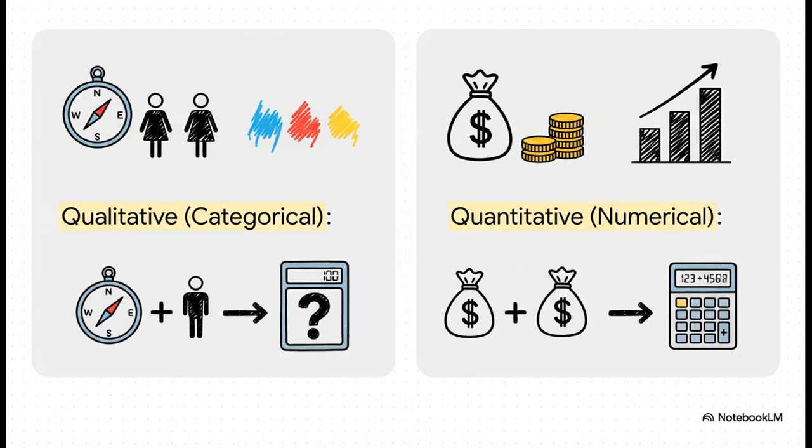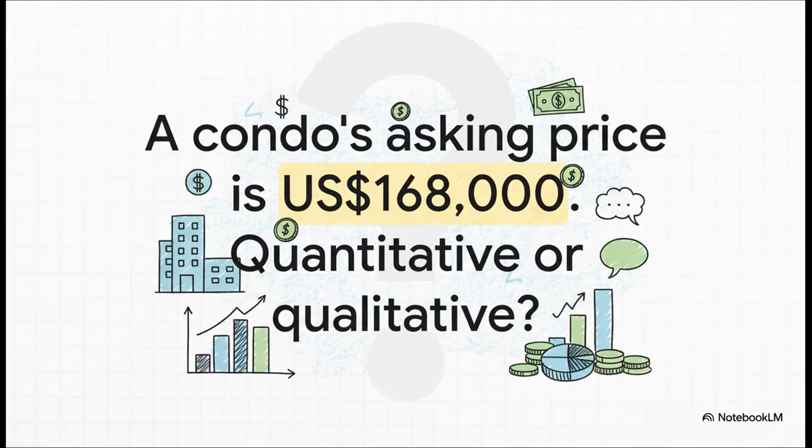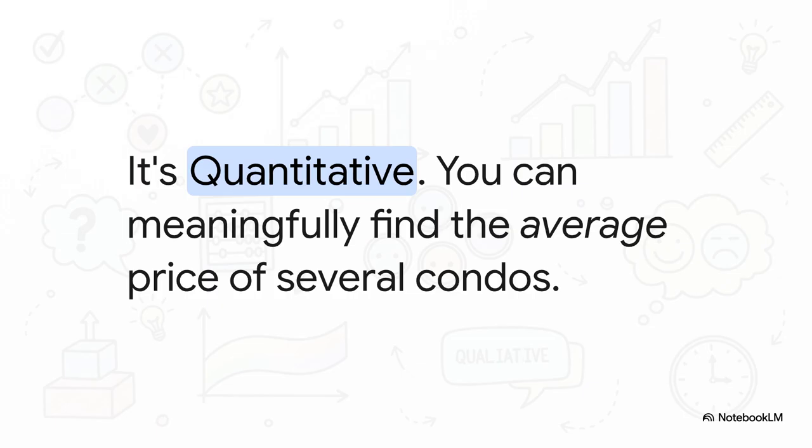Then, on the other hand, you have quantitative data, and this is numerical, stuff like salary or the price of something. And with these numbers, doing math like finding an average isn't just possible, it's actually really useful. All right, let's do a quick pop quiz to see if this is making sense. Imagine a condo is up for sale. The asking price is $168,000. So, is that piece of information quantitative or is it qualitative? Just take a second to think about it. It's quantitative, for sure. And here's the dead giveaway. You could take the prices of a bunch of condos, add them all up, and find a meaningful average price for the neighborhood. It's a measurement.